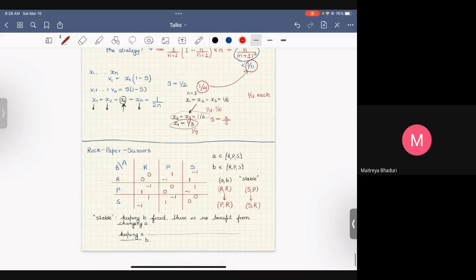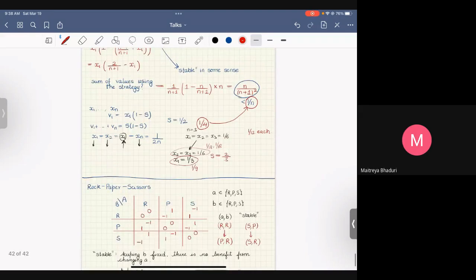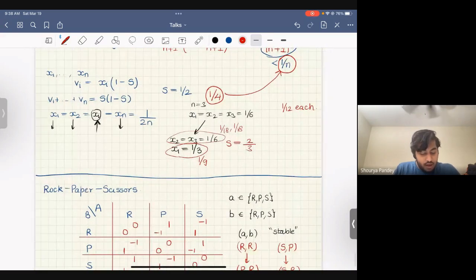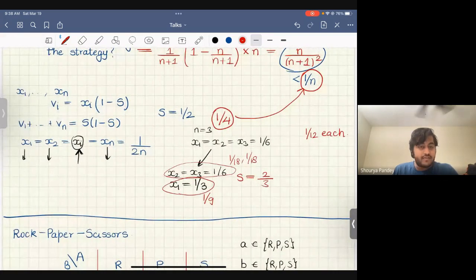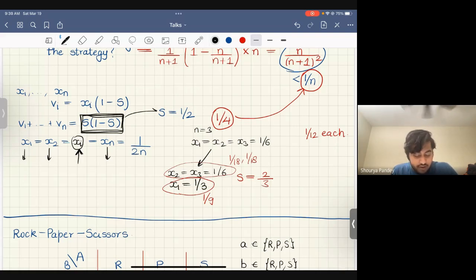What was the purpose of making it 1/2n? Oh, so here I just took 1 over 2n to maximize the total value. I just wanted to find a strategy that maximizes the total value obtained, which is this quantity, maximized at s equal to half. And so 1 over 2n each is one example. Of course, there are other examples, such as x1 is half, and all other xi are 0, for example. That's also an example that maximizes the total value.